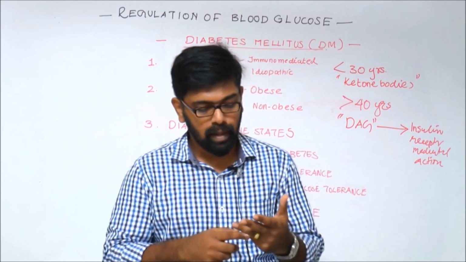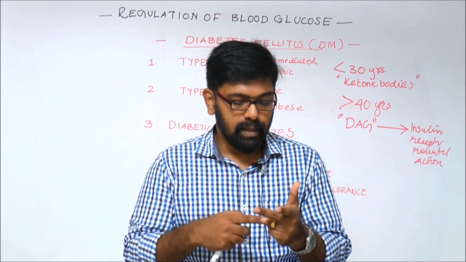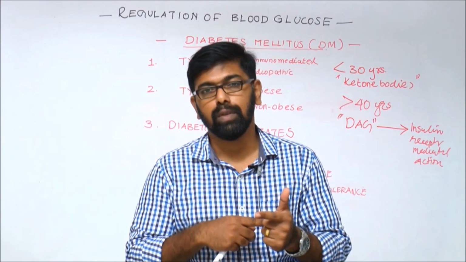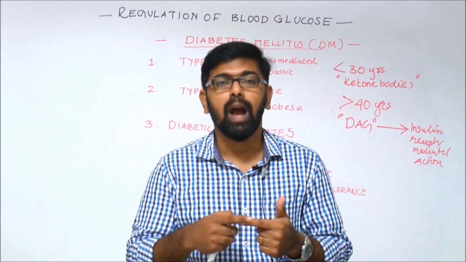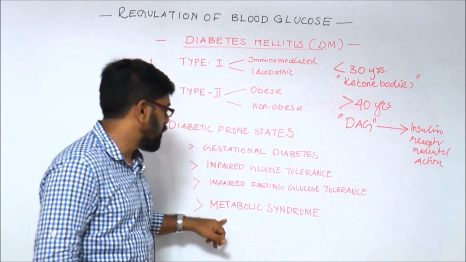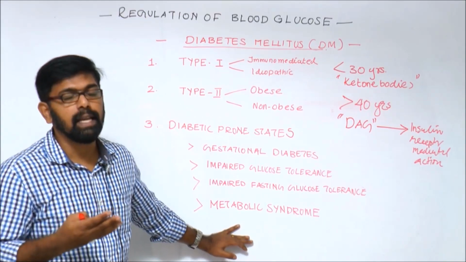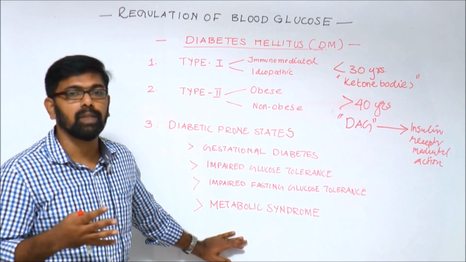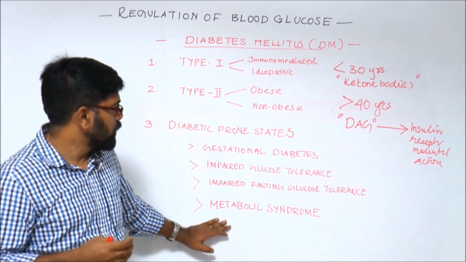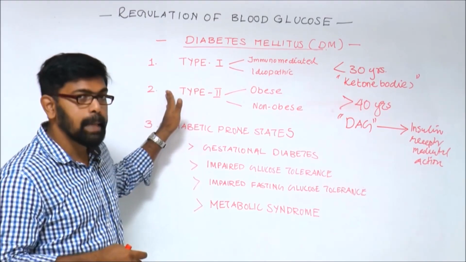What are they? Abdominal obesity, hypertriglyceridemia, increased plasma glucose level, and high BP. All these are features of metabolic syndrome. And if not properly monitored, this can progress into actual diabetes mellitus in a short while. So these are the classifications of diabetes mellitus.